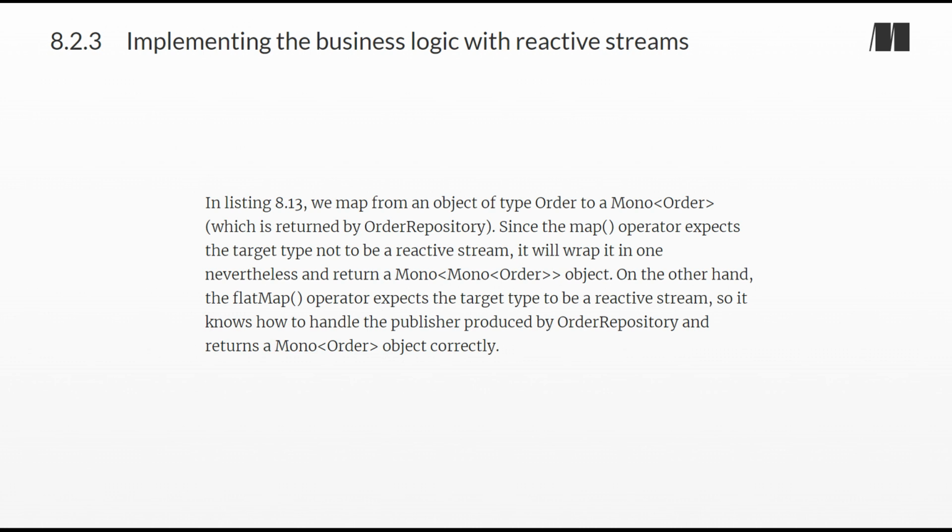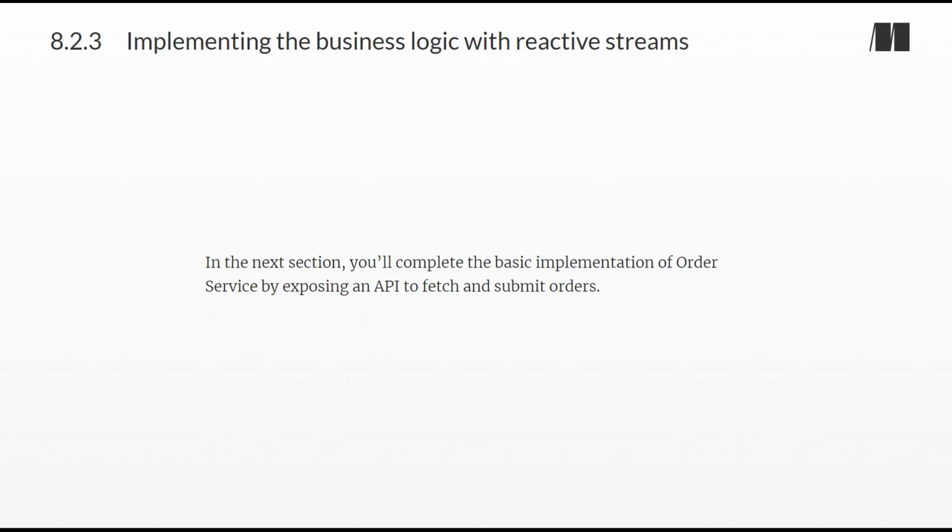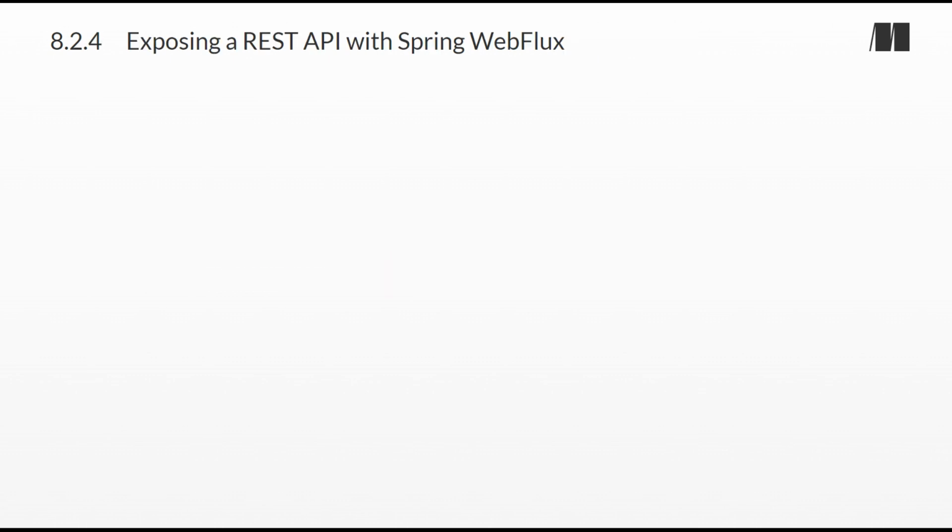On the other hand, the flatMap operator expects the target type to be a reactive stream, so it knows how to handle the publisher produced by OrderRepository and returns a Mono<Order> object correctly. In the next section, you'll complete the basic implementation of Order Service by exposing an API to fetch and submit orders. Section 8.2.4, Exposing a REST API with Spring WebFlux.